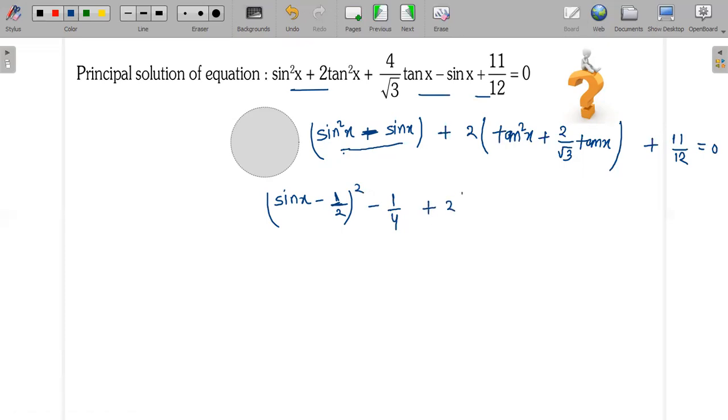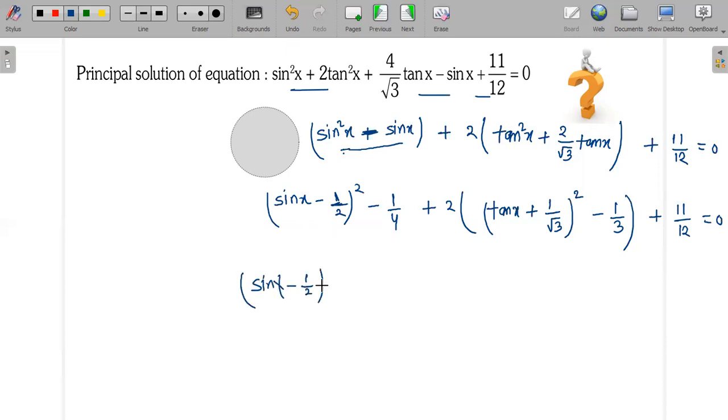Do the same thing with this tan function there. We end up getting tan x plus 1 by root 3 whole square, if I add and subtract 1 by 3 there. So let me subtract it there to compensate: minus 1 by 3 plus 11 by 12 equals 0. Now, once I simplify this expression, I am left with only sin x minus 1 by 2 whole square as well as 2 times tan x plus 1 by root 3 whole square.